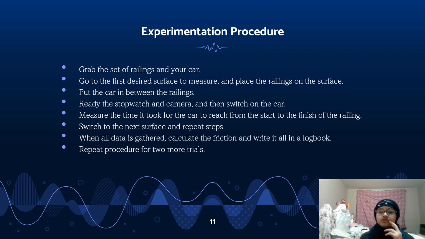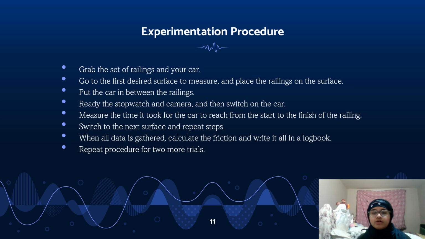Experiment procedure. So grab your set of railings, which is your cardboard strips. Go to the first surface that you want to measure and place the railings onto the surface. You could either put them on the floor, or you could just put them facing upright, whichever you prefer. Put the car in between these two railings, get your stopwatch ready, and then switch on the car.